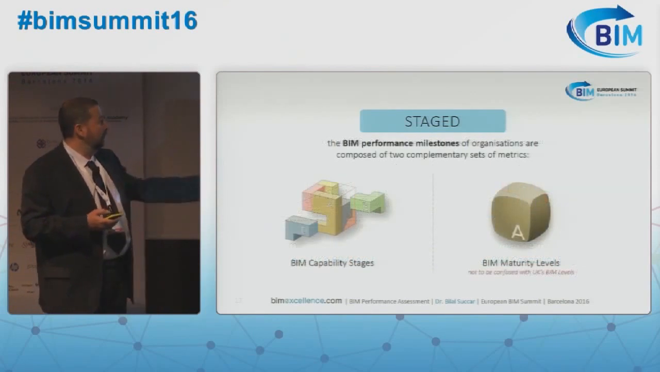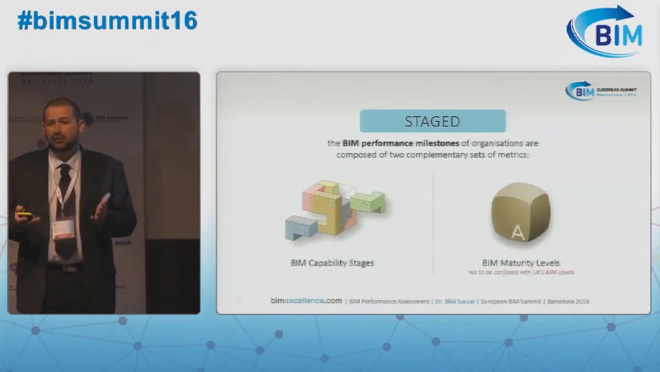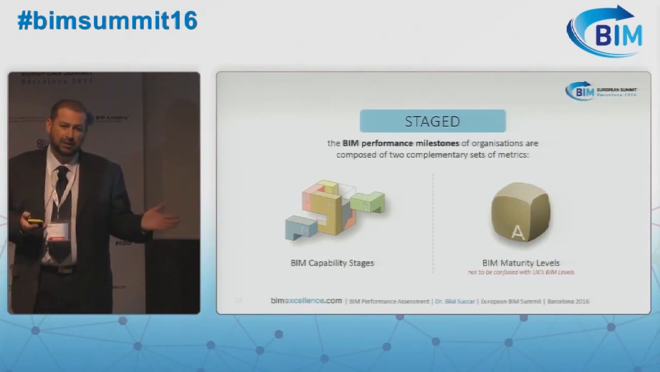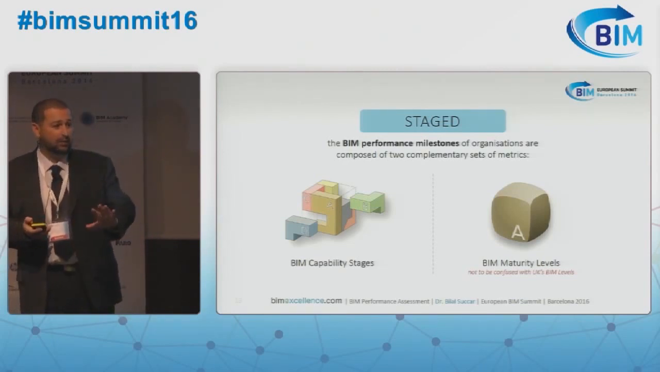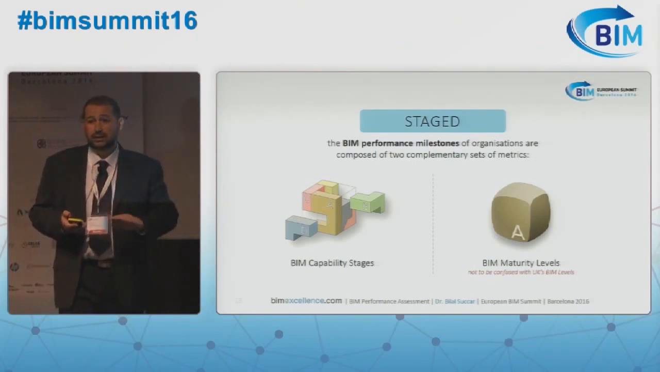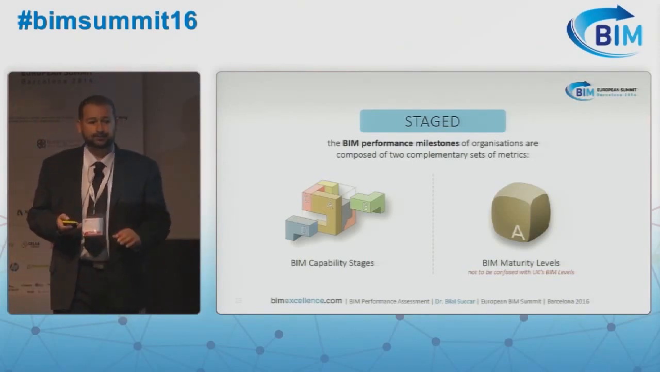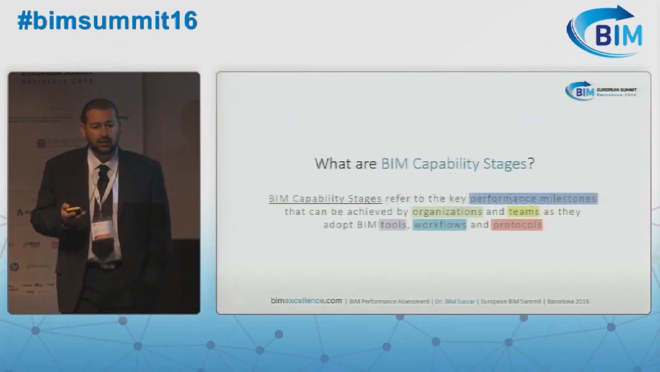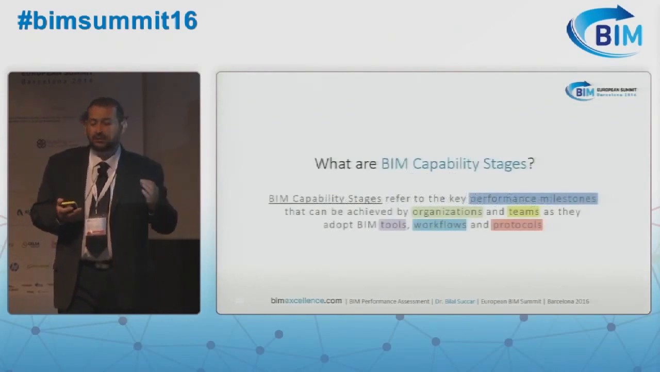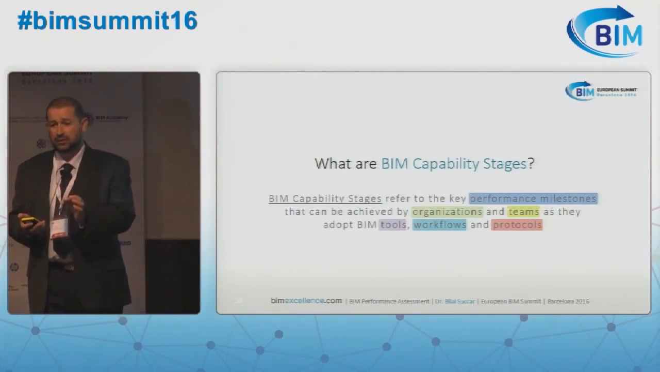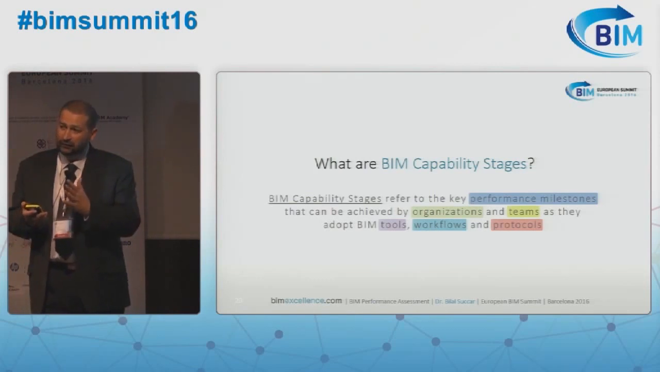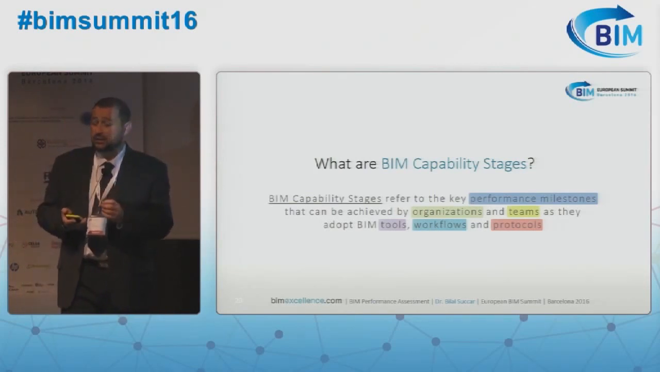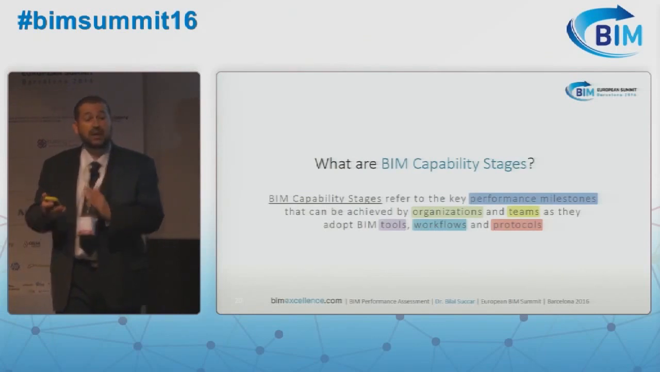So in looking at performance, there are a couple of metrics I want to introduce. One is called capability stages, another is called maturity levels. So please remember, when I use the term maturity and maturity level, it has nothing to do with the UK BIM levels, okay? So what are these capability stages? Really, these are the performance milestones that can be achieved by organizations and teams. So we're looking at performance milestones, things that we can measure, and they refer to the minimum ability of an organization. The things that we can detect in an organization and measure to say that they are at a certain BIM capability.